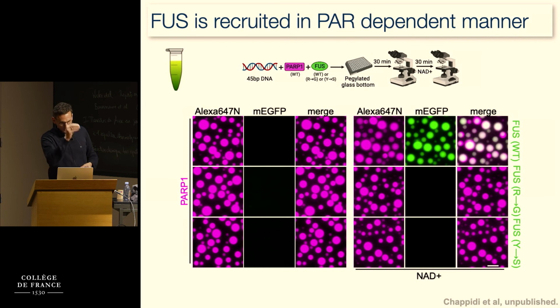So these are active condensates. They recruit this Fas protein. I told you before, Fas is an RNA binding protein. But what Fas can also do is bind PAR, because these PAR chains look like RNA. They're very similar in terms of structure. And so Fas can actually bind both. It can bind RNA, but it can also bind PAR, and they actually also compete for binding to it.